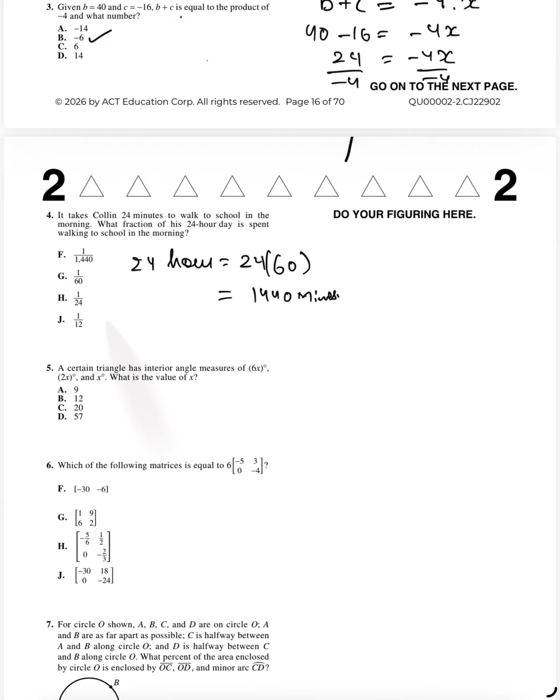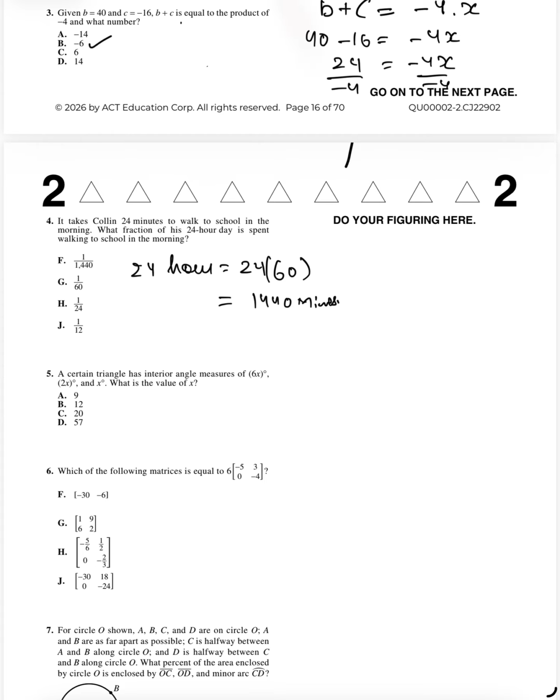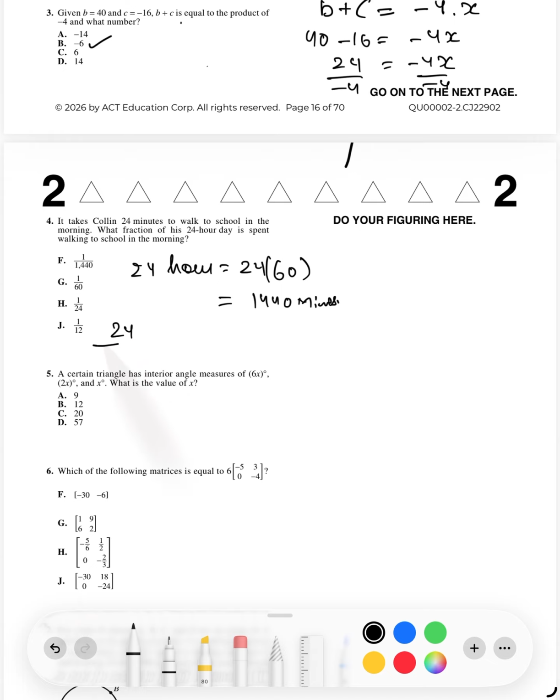So 24 hours means 1440 minutes, and 24 over 1440 is equal to 1 over 60, correct? That is equal to 1 over 60. So the answer is 1 over 60. And the next problem: a certain triangle has interior angles of measure 6x degrees, 2x degrees, x degrees. What is the value of x?